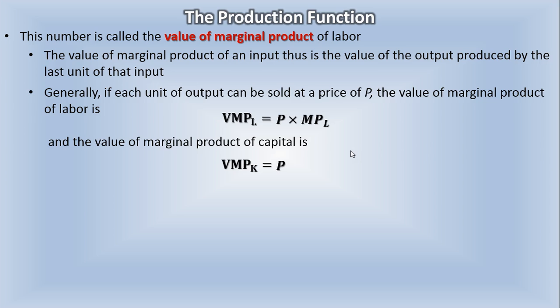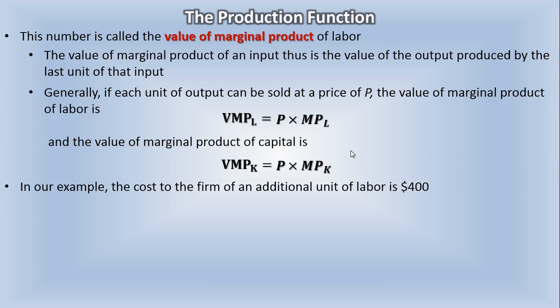So it's going to be the price of the good that's produced times the extra amount of the good that's produced by employing one more unit of your capital, the marginal product of capital. So that's the value of the marginal product of capital. That's the value of the marginal product of labor. In our example, the cost to the firm of an additional unit of labor, we're going to assume is $400.